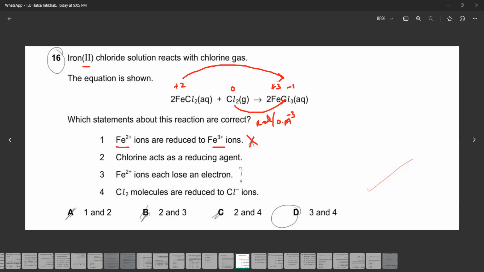And here iron 2 turned into iron 3, so this change is oxidation. And if it's an oxidation, the substance is acting like a reducing agent. So the statement that iron 2 turned into iron 3 is reduced is not correct. Then the next statement: chlorine acts as a reducing agent.